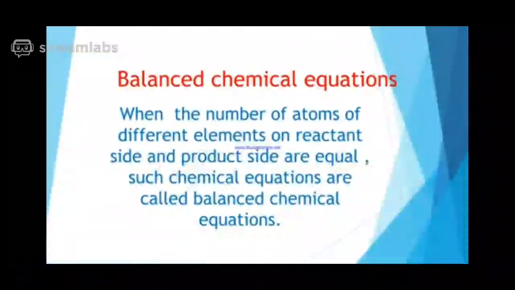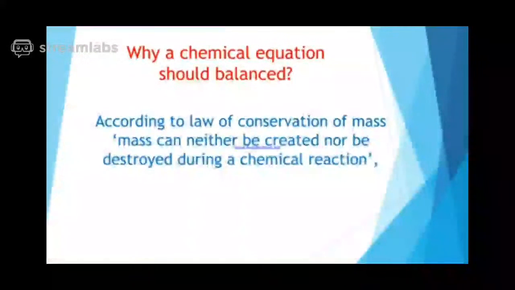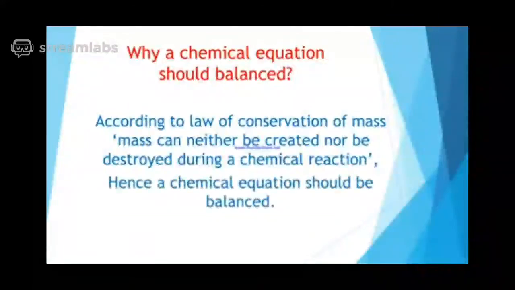If the number of atoms on the reactant side and the product side are equal, then it is considered to be a balanced chemical equation. Why is it essential? According to the law of conservation of mass, mass can neither be created nor be destroyed during a chemical reaction. Hence, every equation should be balanced. It is a must. Now let me tell you the types of chemical reaction.